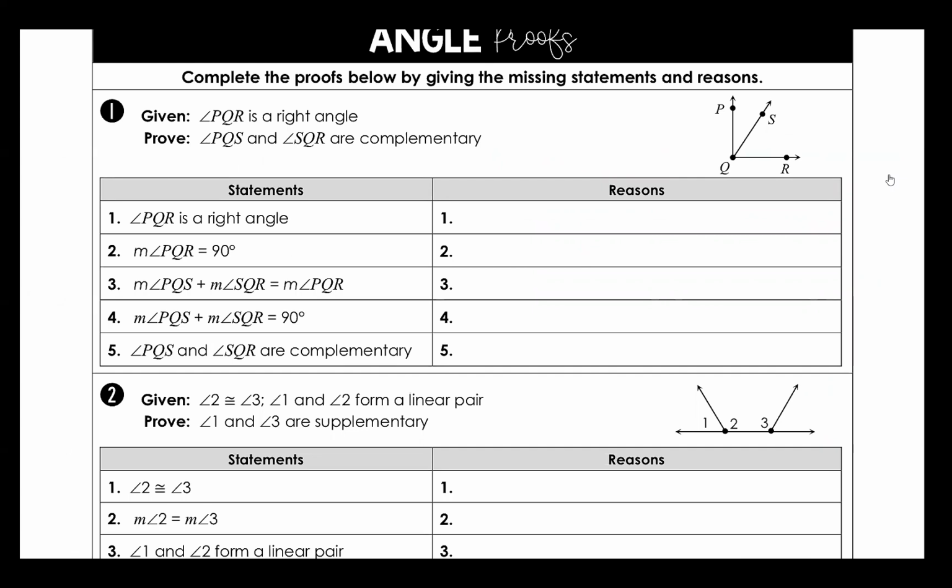Is there anything we can assume about that angle being a right angle? Can we assume QS split that perfectly in half? No. So that's all we can really do with that diagram right now. So PQR is a right angle. It's given.